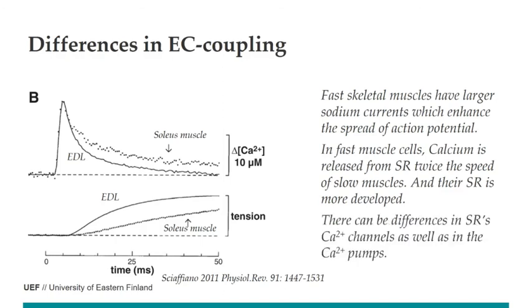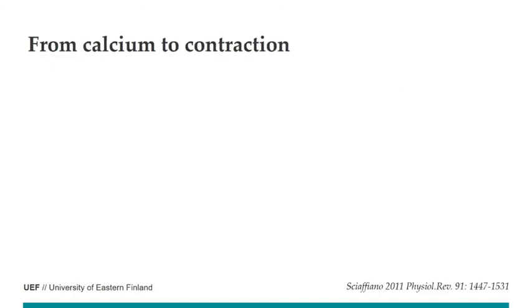And there can also be some differences in what kind of channel you have in the sarcoplasmic reticulum, because then you can allow faster calcium release from the sarcoplasmic reticulum, and also there are some differences in the calcium pump. So then you're pumping back a little bit faster. Okay, then we have more calcium in these fast cells. What about then the contraction?